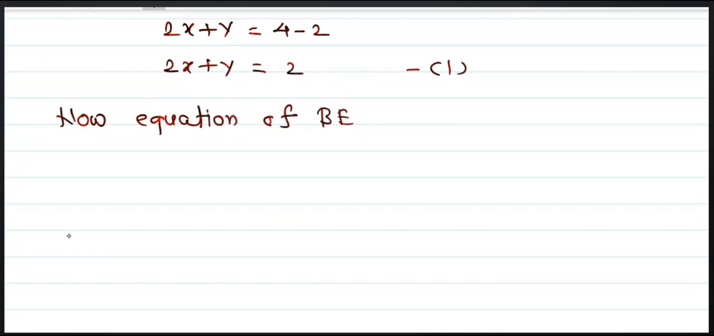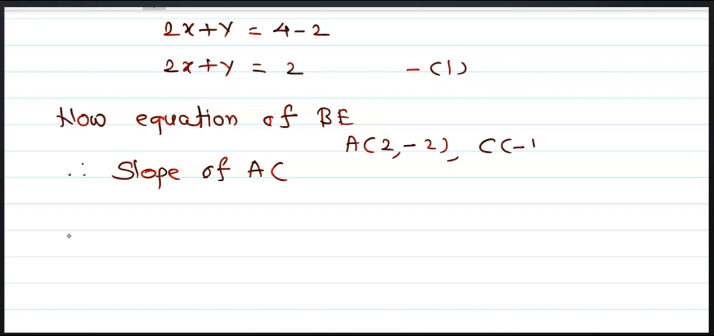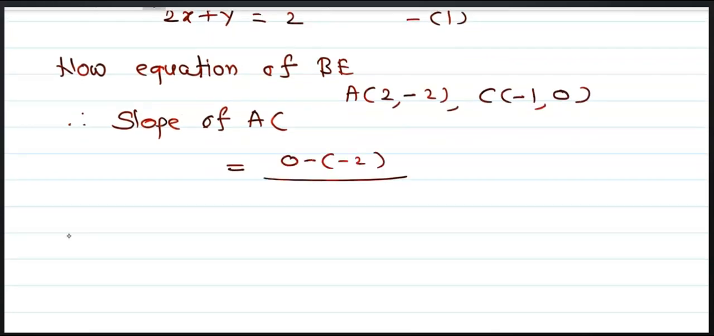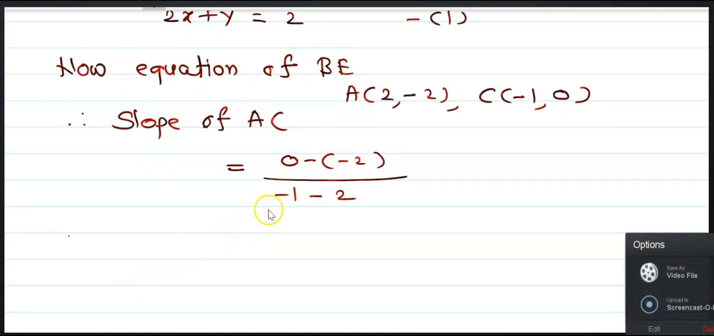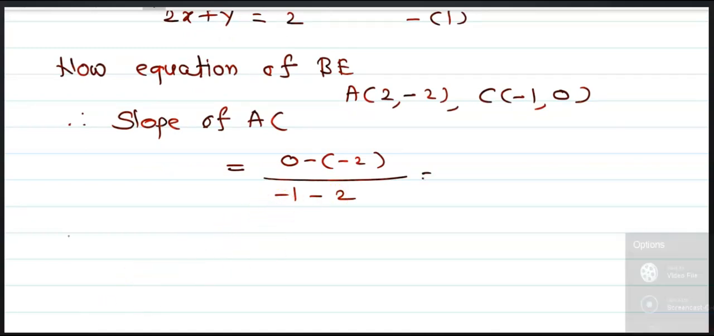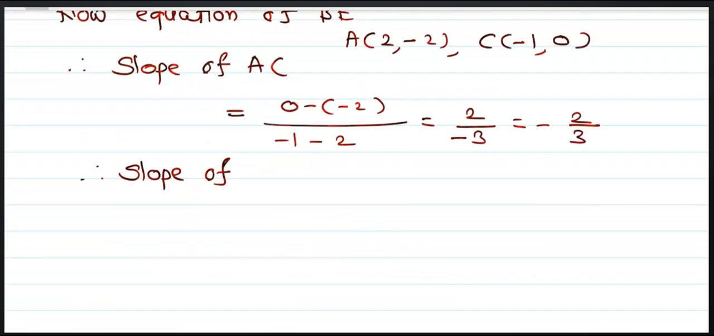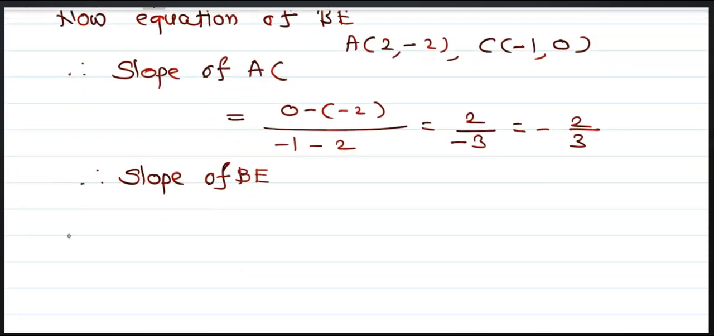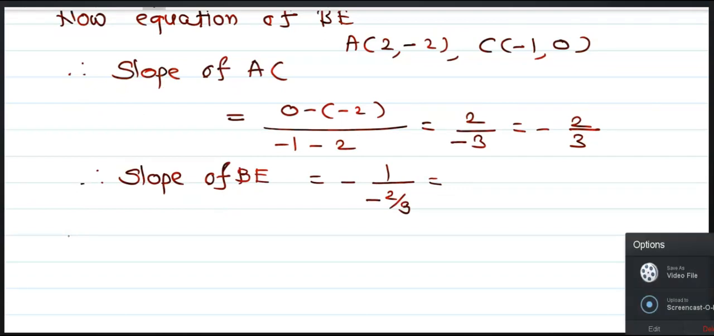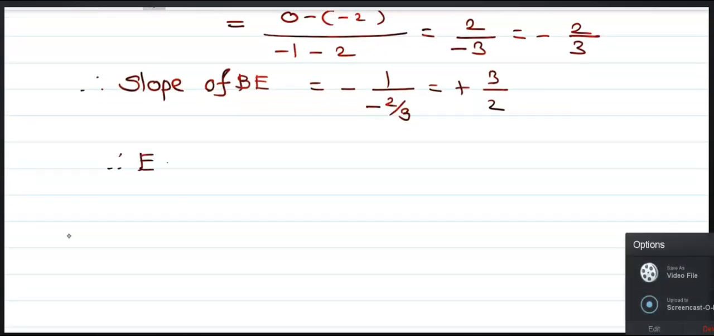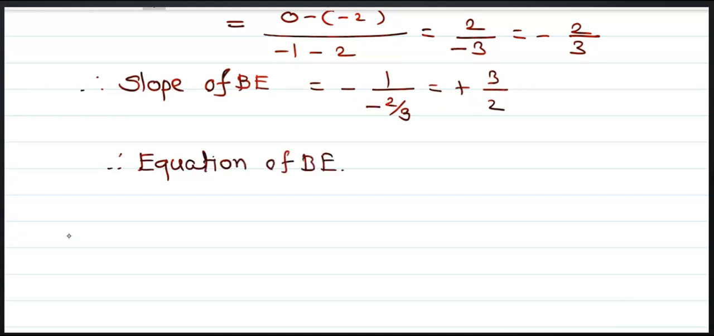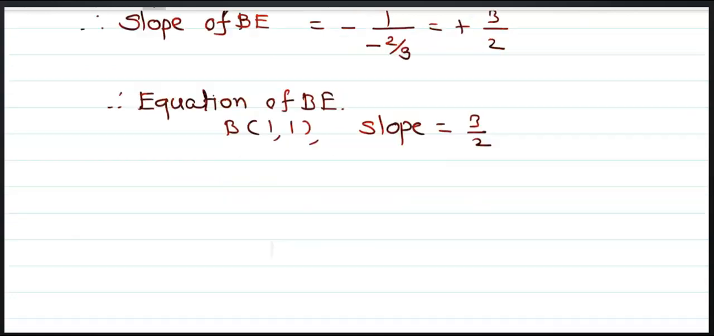Equation of BE. Slope of AC: A is (2, minus 2), C is (minus 1, 0). Slope of AC is 0 minus (minus 2) upon minus 1 minus 2, that is 2 upon minus 3, that is minus 2 upon 3. Slope of BE is the minus and reciprocal, that is equal to 3 upon 2. Therefore, the equation of BE: point B is (1, 1) and the slope is 3 by 2.